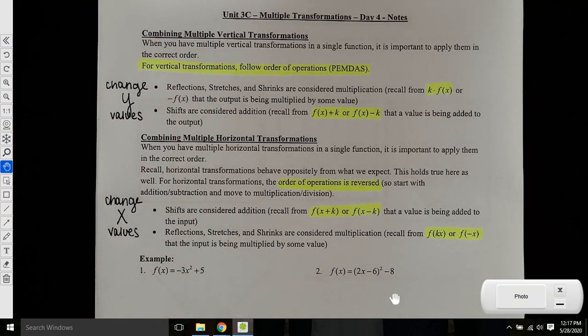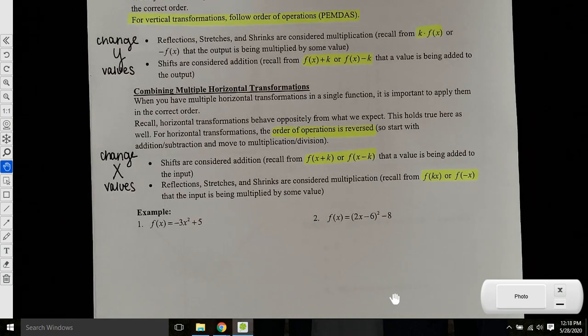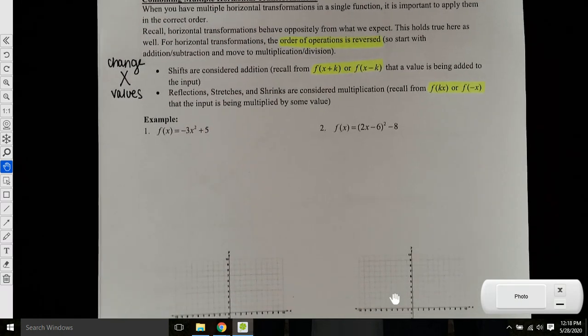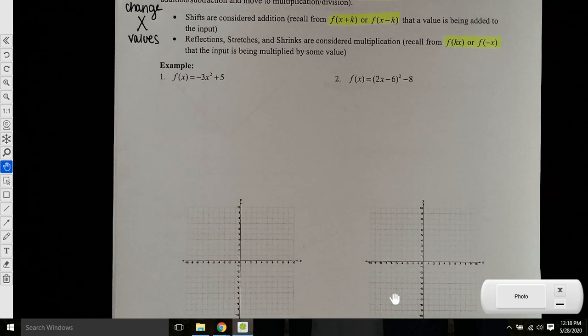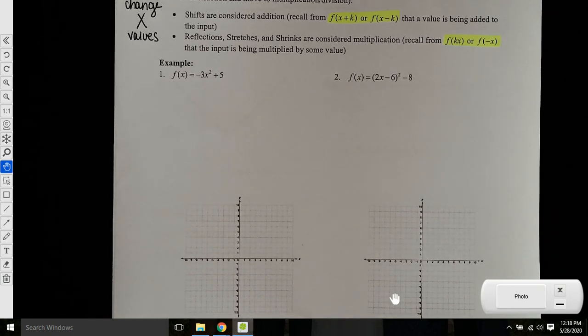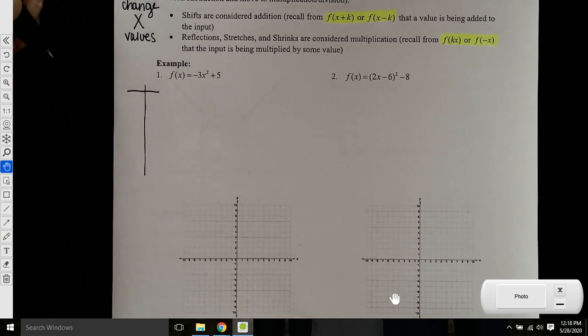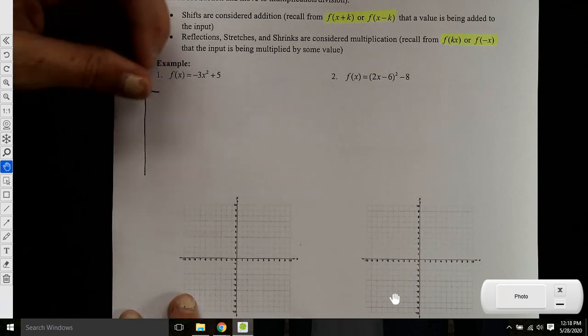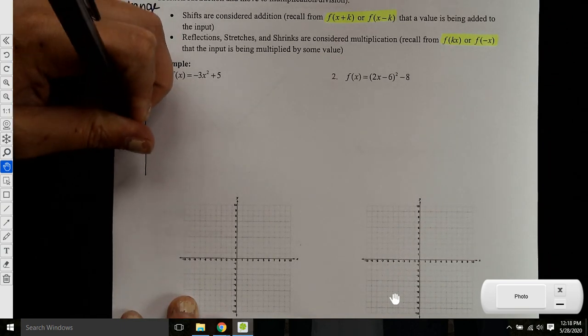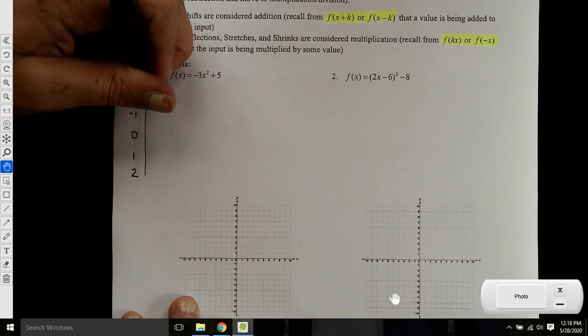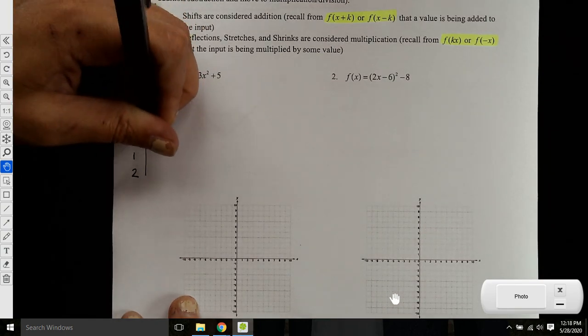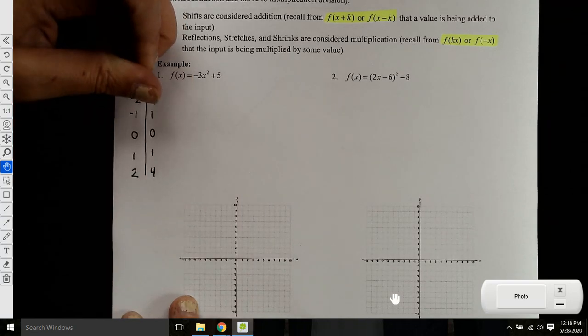So I'm going to go through two different examples with you just to solidify this concept. When I do multiple transformations, I always start with my parent function table. So I'm going to do that here. In example 1, I have negative 3x squared plus 5. The first thing that I'm going to do is make my parent function. If I have x squared, I'm going to go negative 2, negative 1, 0, 1, 2. And I'm going to have 4, 1, 0, 1, 4. That's the parent function of x squared.